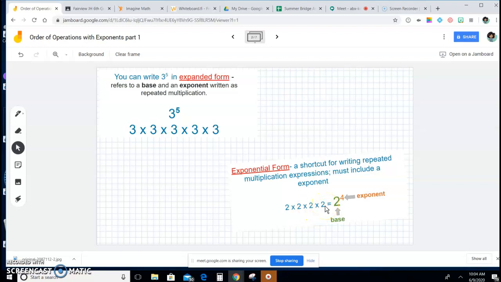What I would like for you to do and type in the comments is tell me what is 2 to the 4th power. If I multiply 2 times 2 times 2 times 2, what is the product of that expression? So go ahead and multiply that and type in the comments the product. I'll give you about a minute. Set my timer.